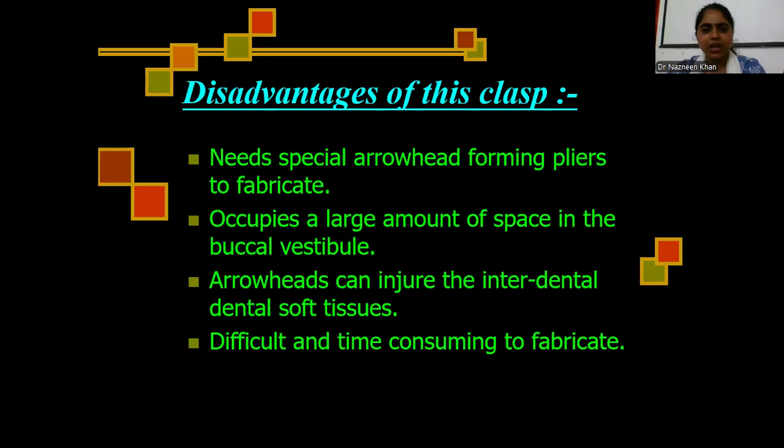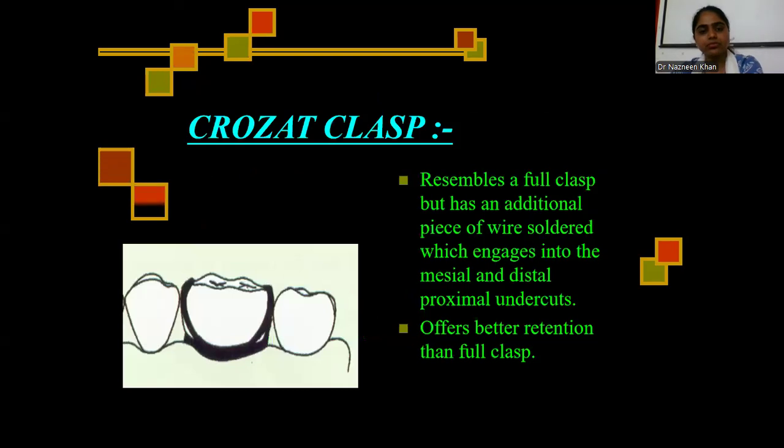These are the various disadvantages. It needs a special arrowhead forming plier for fabrication, and occupies a large amount of space in the buccal vestibule. Arrowhead can injure the interdental and soft tissue. Difficult and time consuming to fabricate.